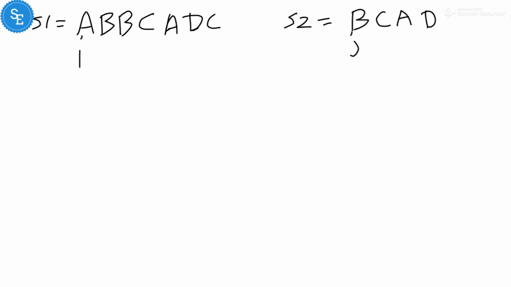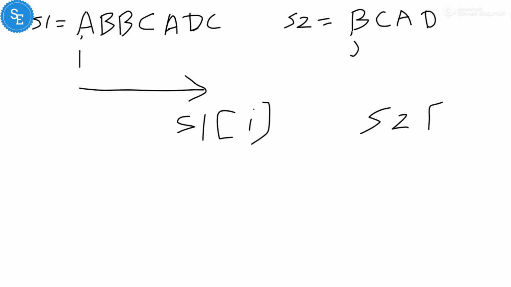Okay, so the basic logic is we will iterate through all the values of s1. And if there is a match between s1 of i and s2 of j, then we update i with 1 and also j with 1. This is the basic logic we apply. So let's start applying the logic and see whether we can get the output or not.